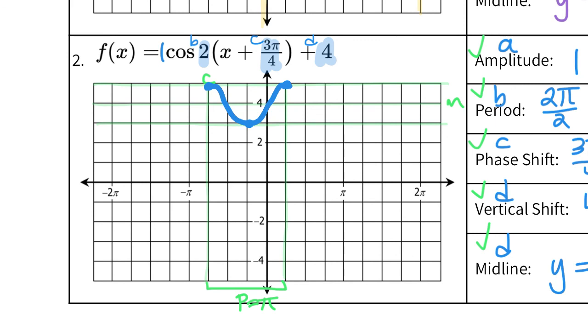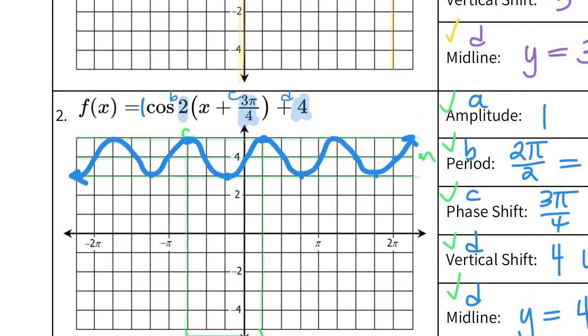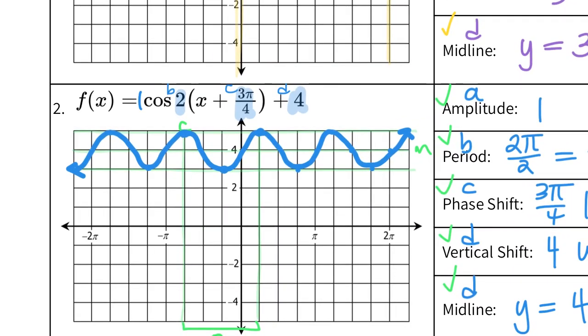So I'm going to do the left side first. And then now let's do the right side. Okay, and that is our cosine wave.